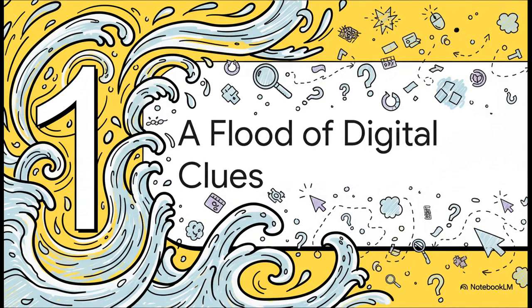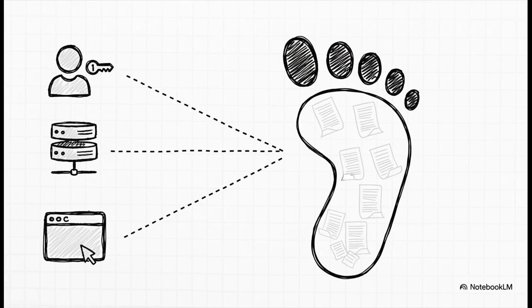Okay, so before we can even talk about a solution, we really have to understand the scale of this problem. And it all starts with this relentless, nonstop flood of digital clues. You see, pretty much everything that happens on a network, an employee logging in, a server getting accessed, you visiting a website, it all creates this digital record called a log. It's like a digital footprint, a trail documenting every single activity.